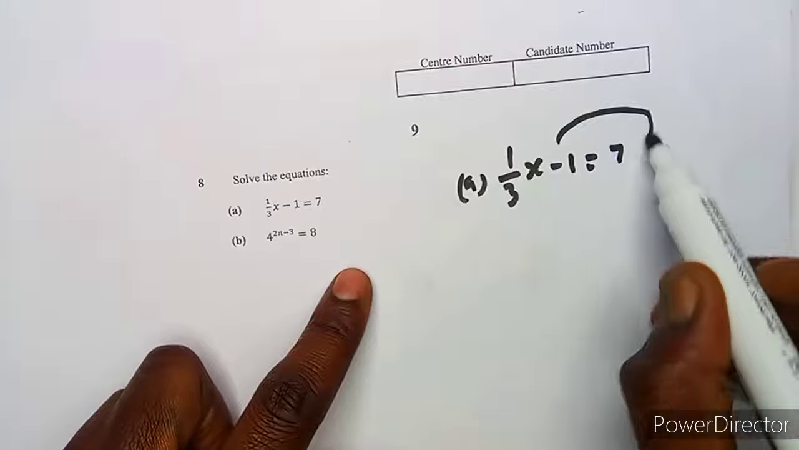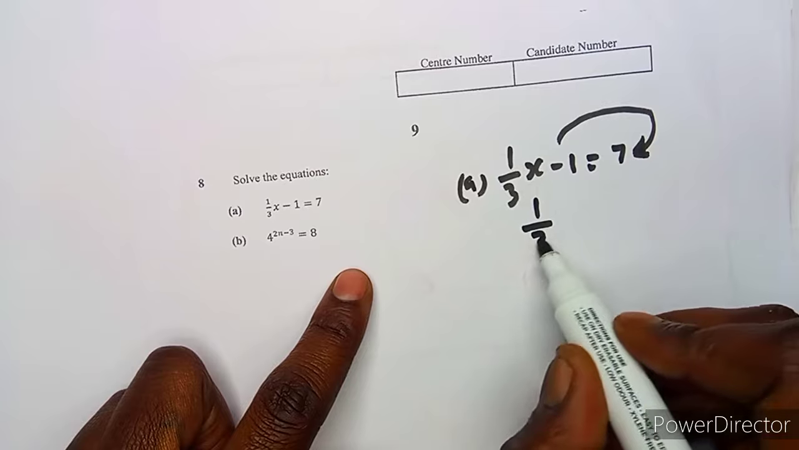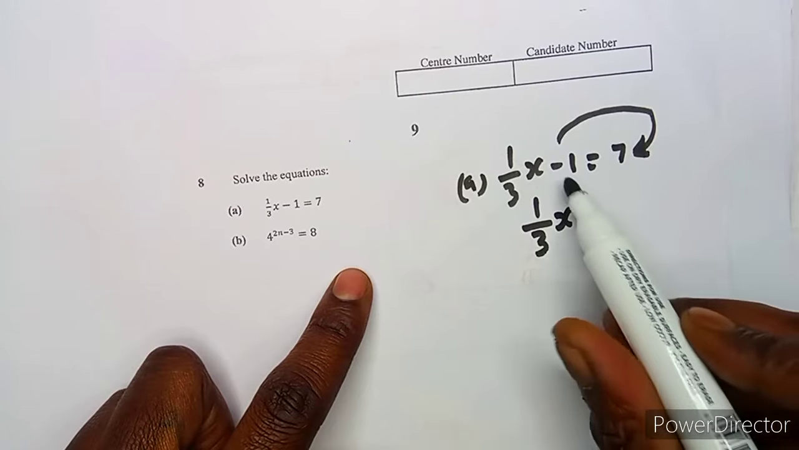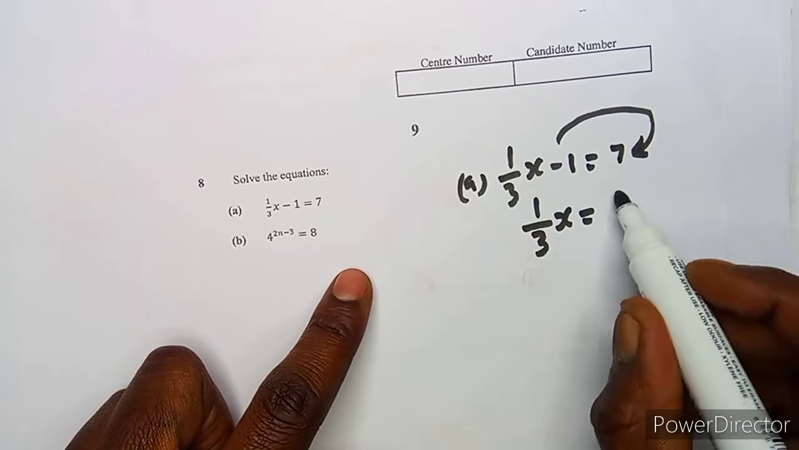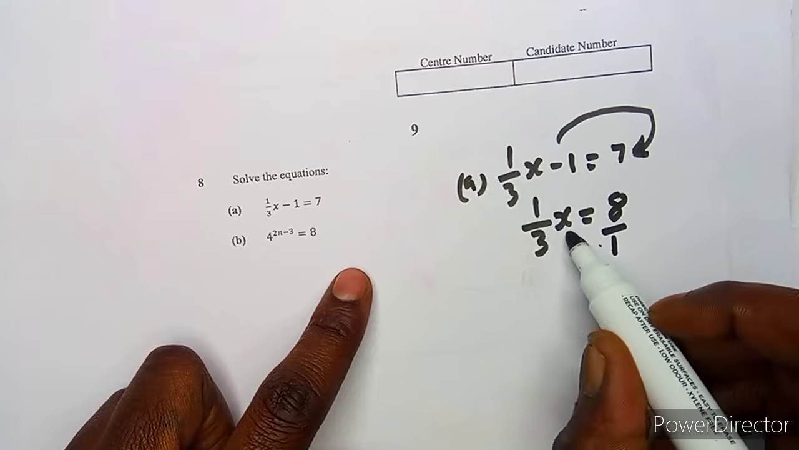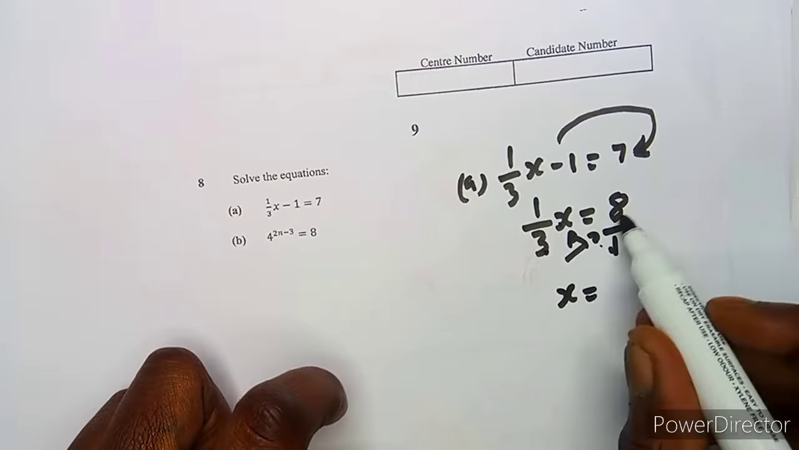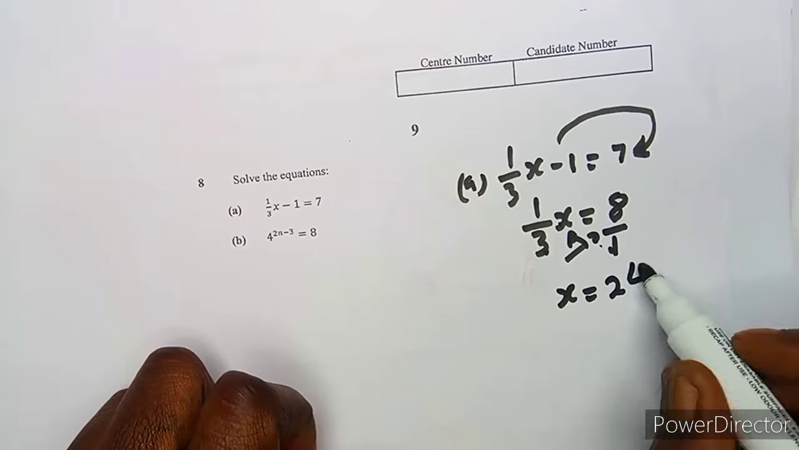So I can actually just transpose this to the other side. It's going to add. So it's going to be 1 over 3x is equal to 7 plus 1, which is 8. Remember, this is paper 1, guys. So cross multiply. Okay, just like that. 1 times 1x, which is x. 3 times 8, which is 24.